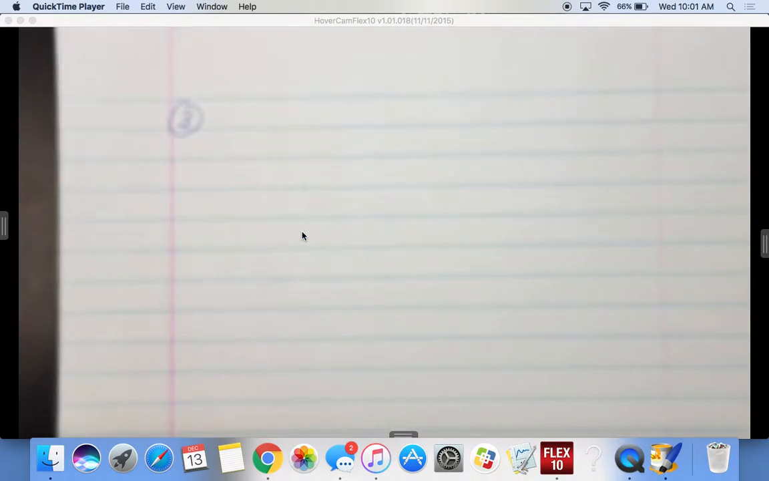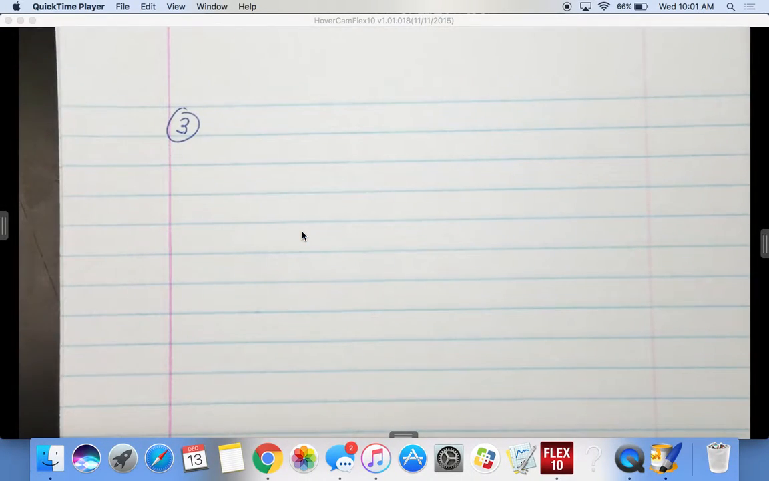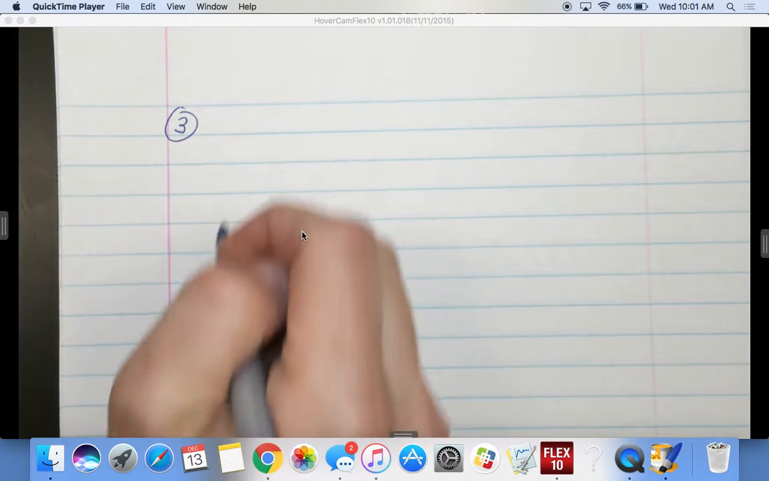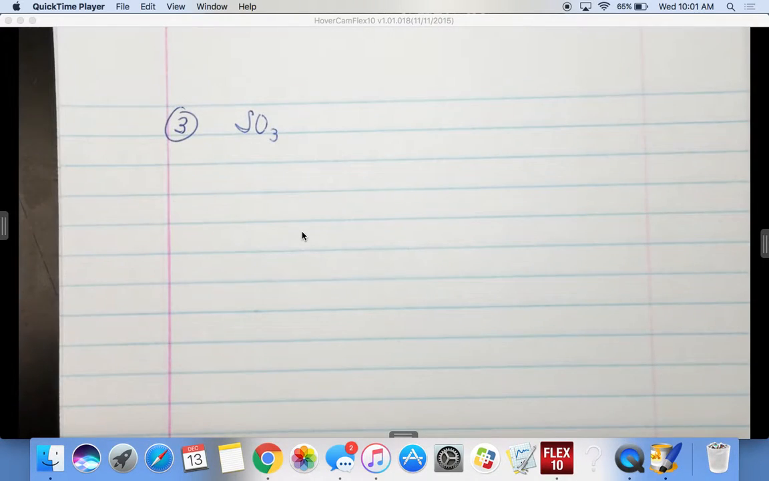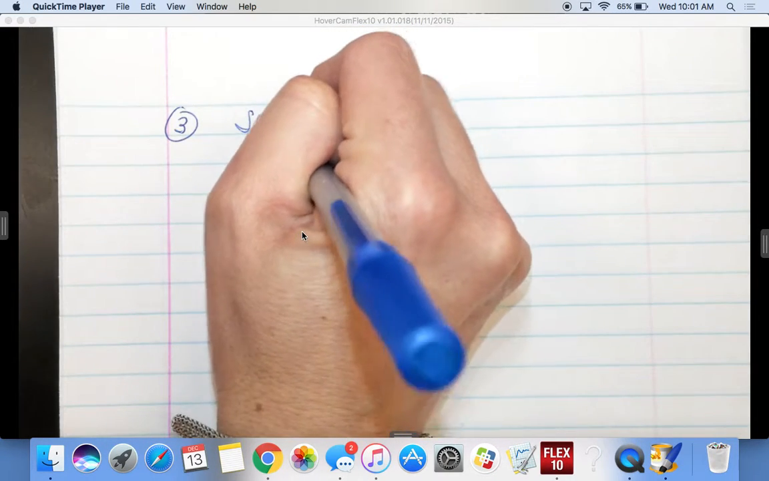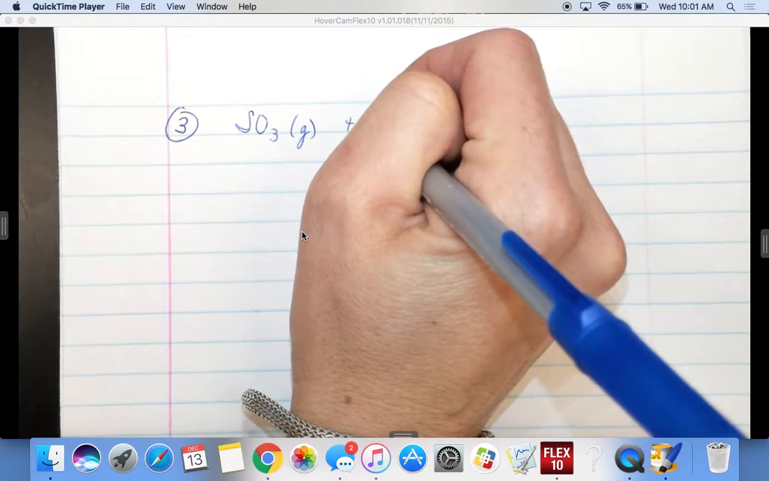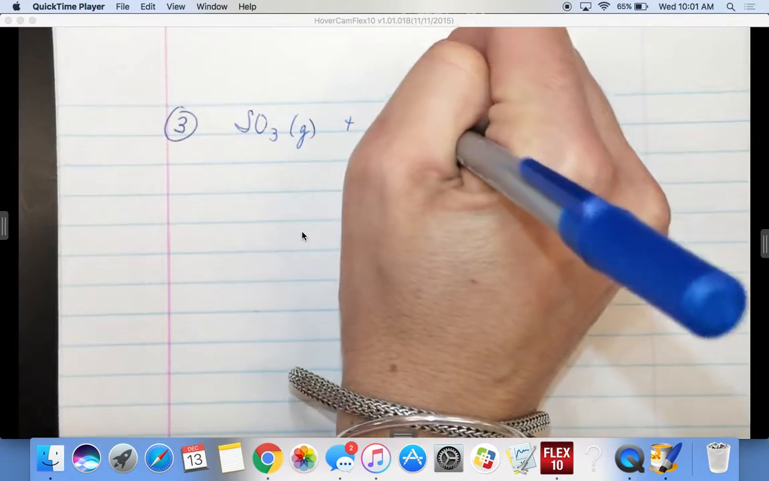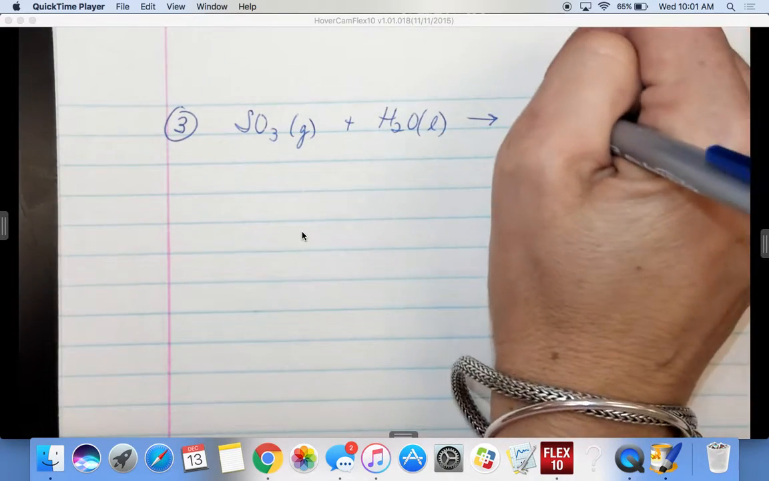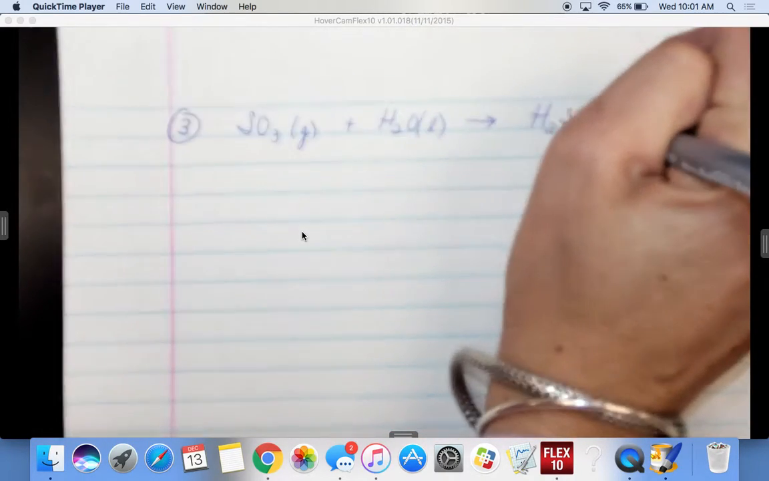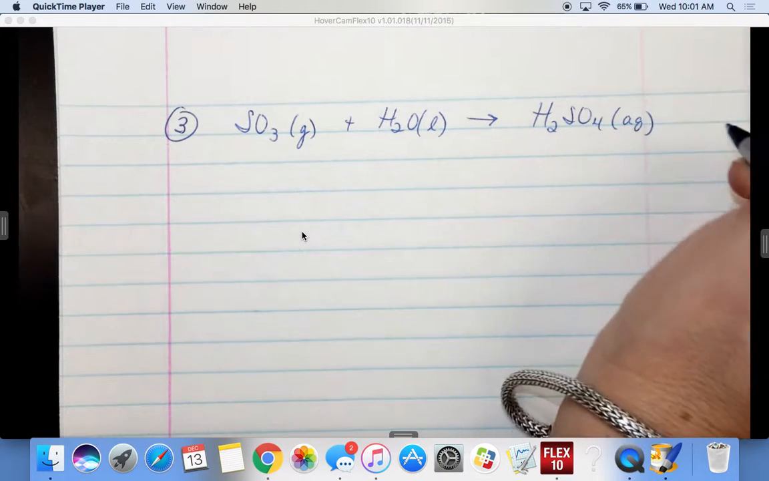All right, let's start with number 3. Now, it's going to be important that every time you start a stoichiometry problem that you have the correctly balanced chemical equation. So when we read through the reaction given on the sheet, it tells us that sulfur trioxide, which is a gas, is going to be reacting with water, which we know is a liquid, and it's going to be producing sulfuric acid, and acids are always solutions.